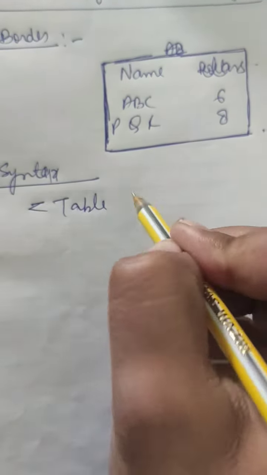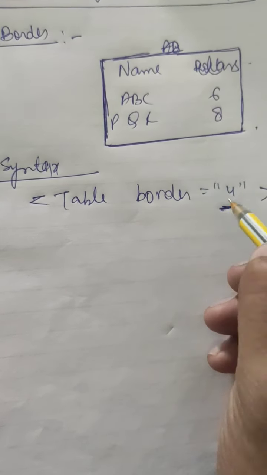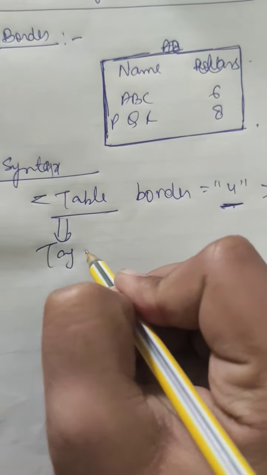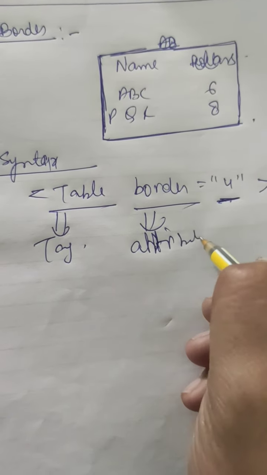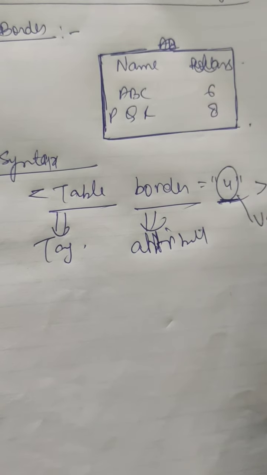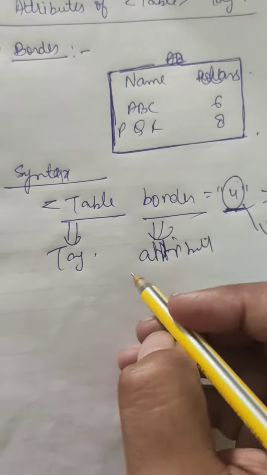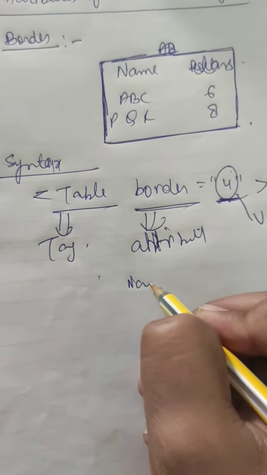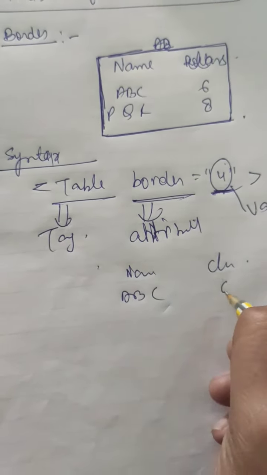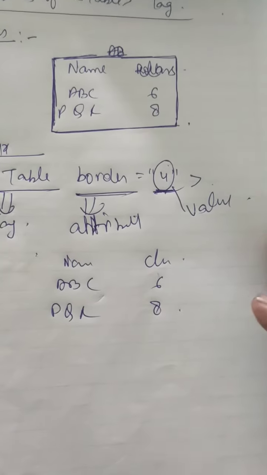table border equals to, suppose I have given 4. This is the tag, this is the attribute, and this is our value. When the value is increased, the thickness of the border will also increase. And if you do not provide any border, by default it will be just like this: name, class, ABC 6, PQR 8. Okay, so this is our border attribute.